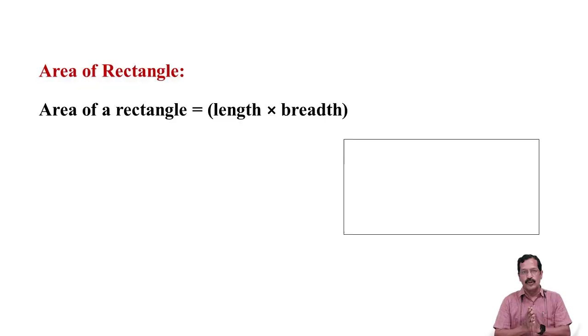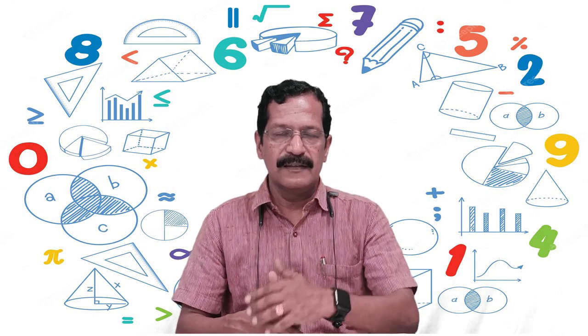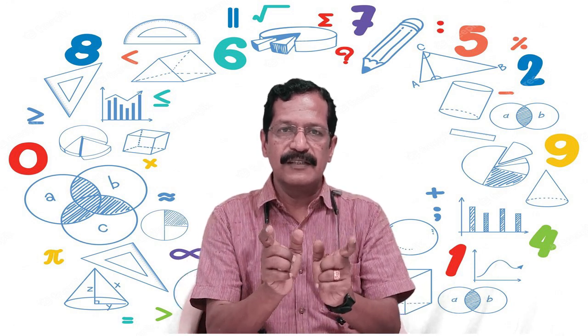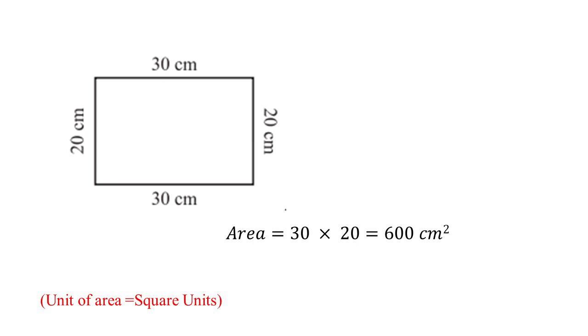Now let us discuss area of a rectangle. You know, a rectangle is a 4-sided polygon. Here, there is a length and there is a breadth. So, area of the rectangle is equal to length into breadth. For example, there is a rectangle here with length 30 cm and breadth 20 cm. So, the area is 30 into 20 and that is equal to 600.